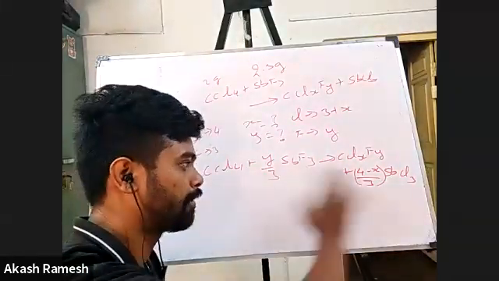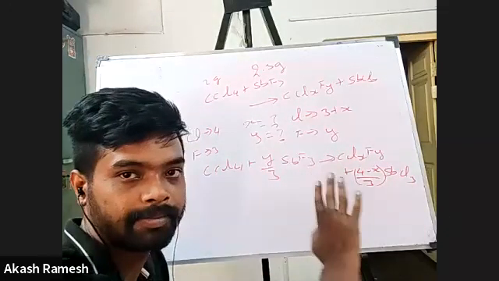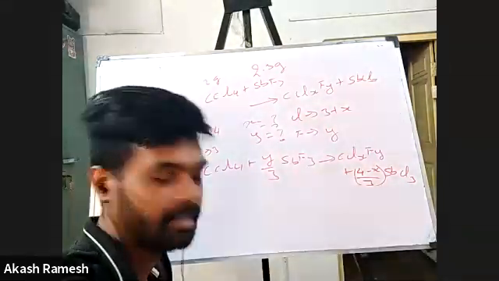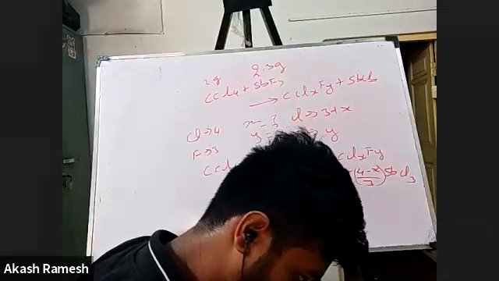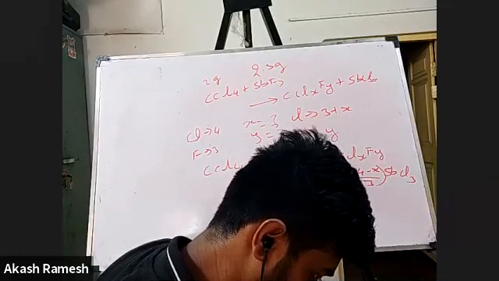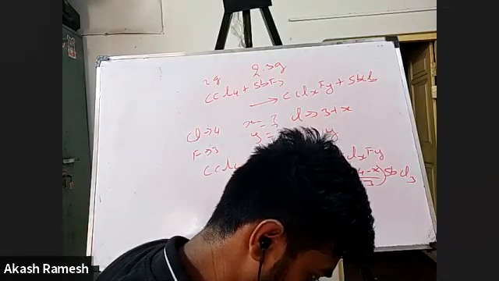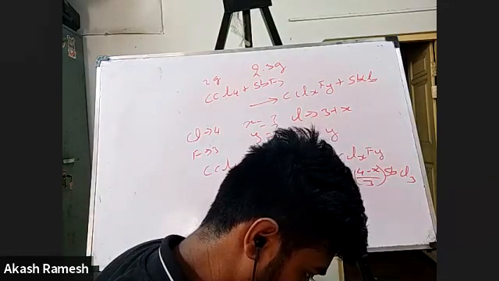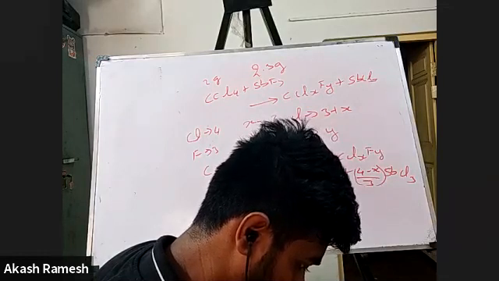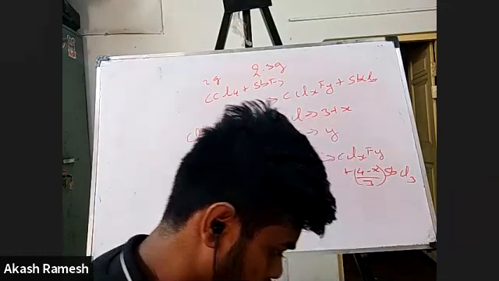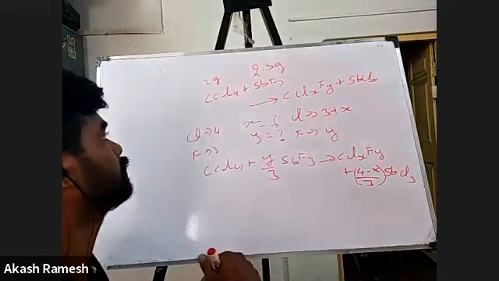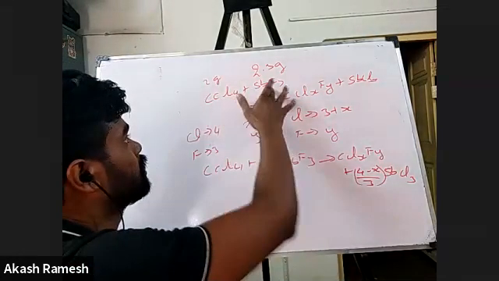If you can do this alone, your entire problem is done. You have to balance this particular equation with respect to X and Y. That's it. Right? Okay. Now they have given 2 grams of this and 2.32 grams of this.